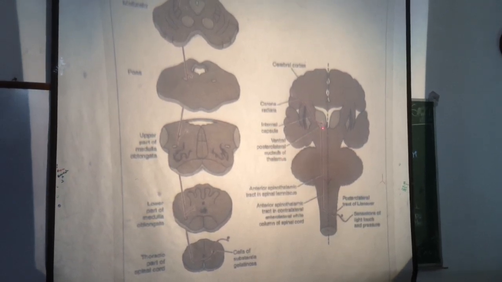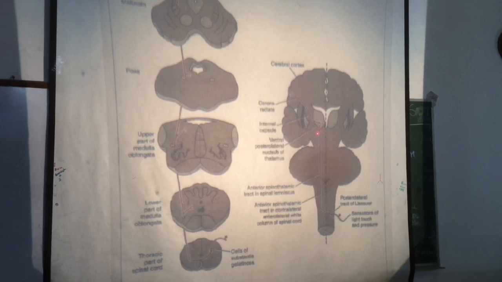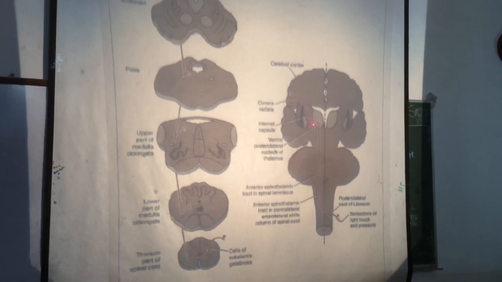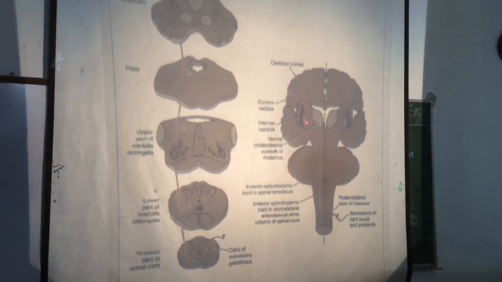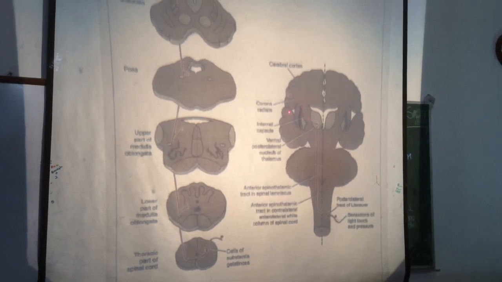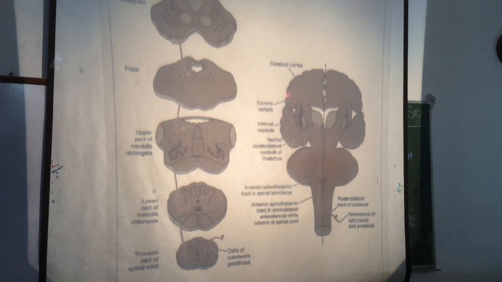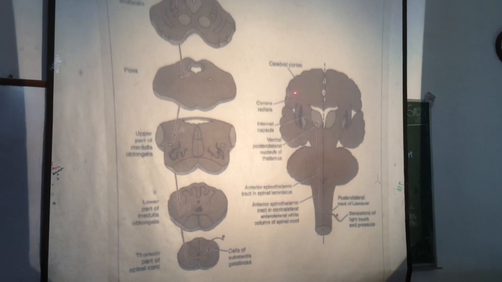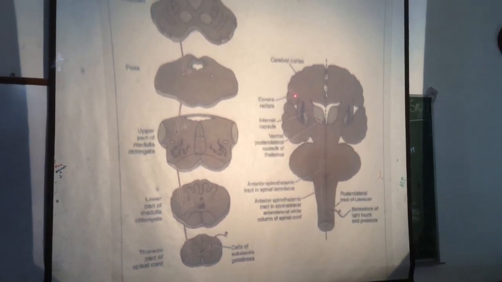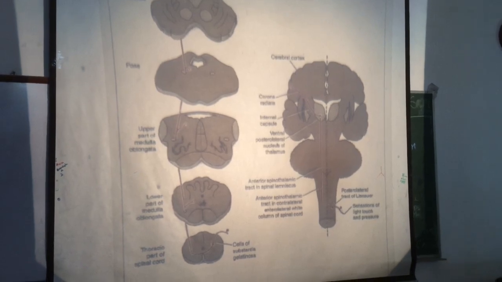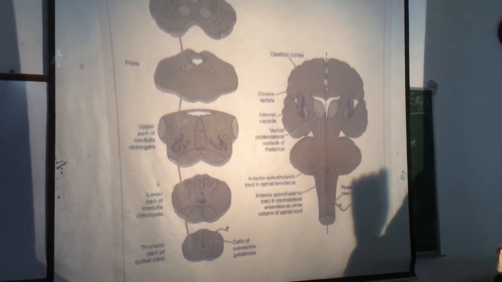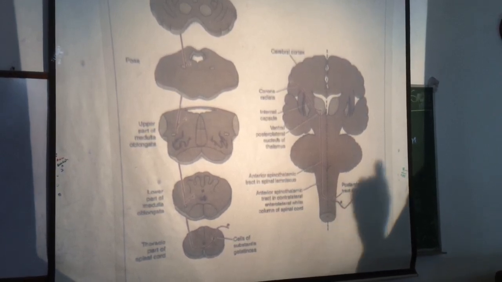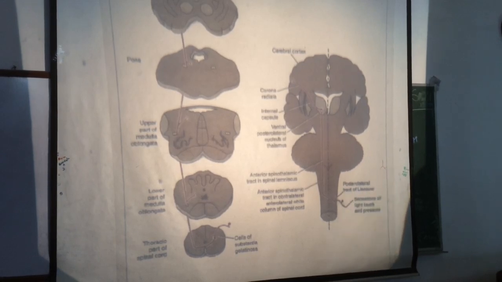From this nucleus, third order nerve fibers arise, and these pass through the internal capsule, the posterior limb of the internal capsule, to terminate in the somatosensory area in the cerebral cortex. So this is the pathway of the lateral spinothalamic tract, carrying impulses of pain and temperature.